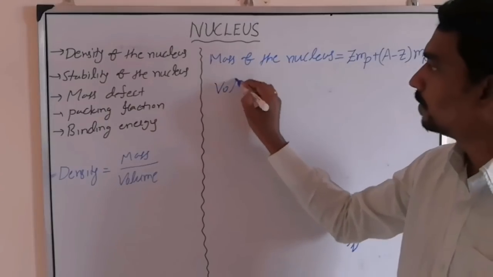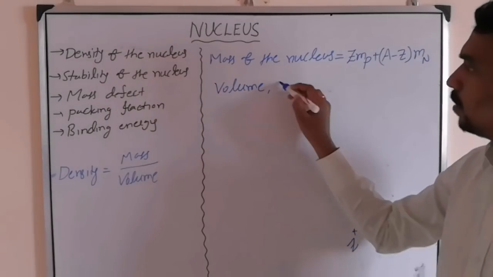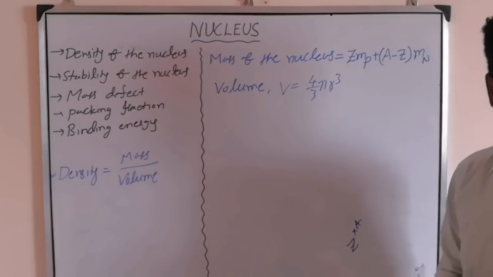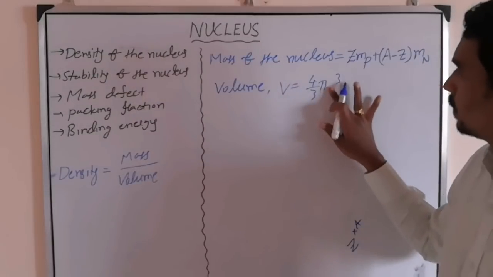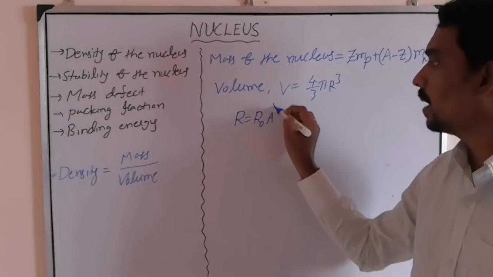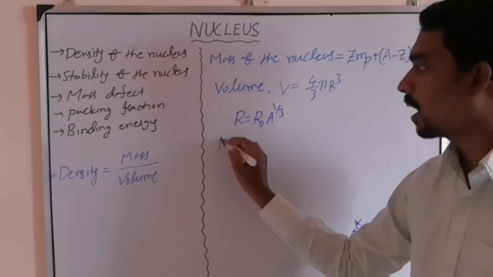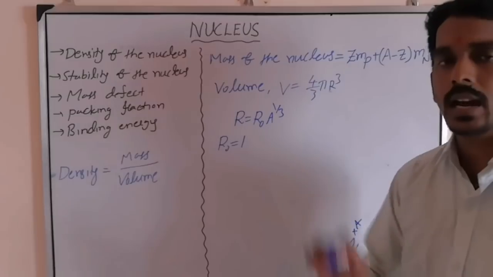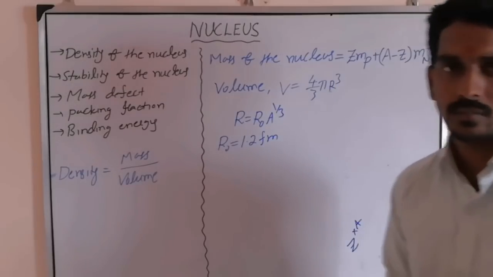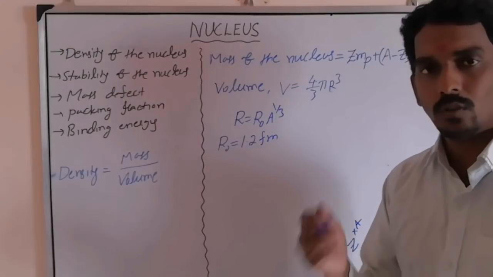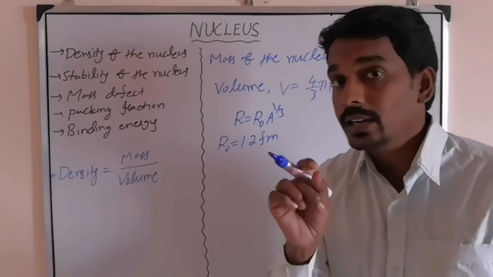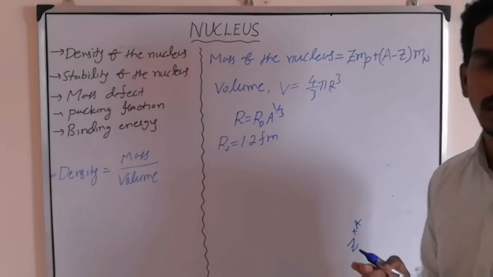Now, volume. Volume equals 4 by 3 pi r cube, where r is the radius. What is the radius of the nucleus? Capital R equals r naught A power 1 by 3. And r naught is a constant which is the same for every atom, 1.2 Fermi meter, or sometimes they will mention 1.4. Otherwise you take 1.2 if they don't mention. Then A is the mass number, which is different for different nuclei. R naught is the same for all nuclei.